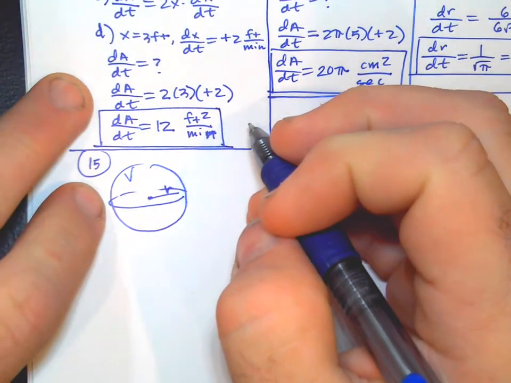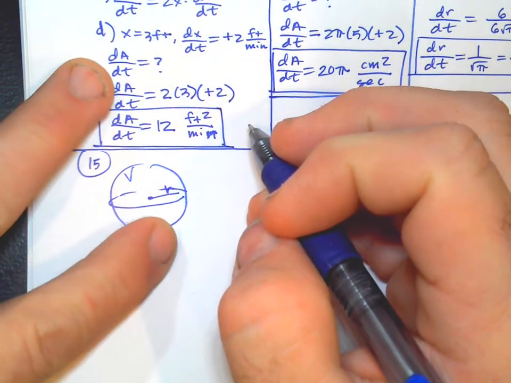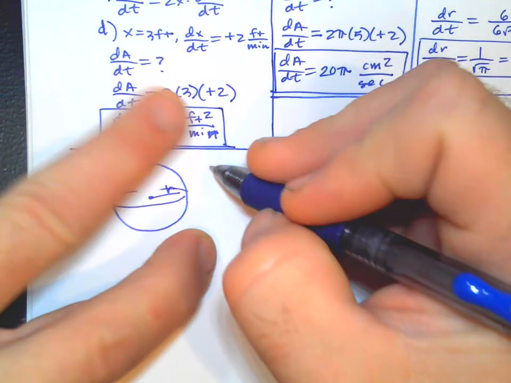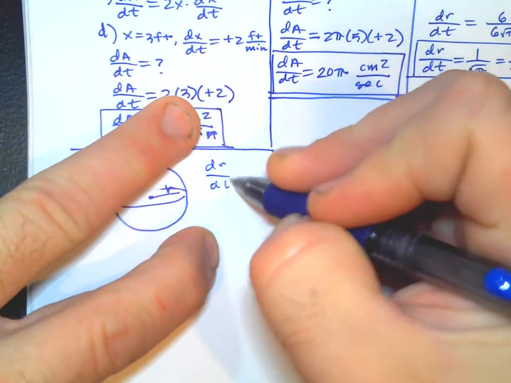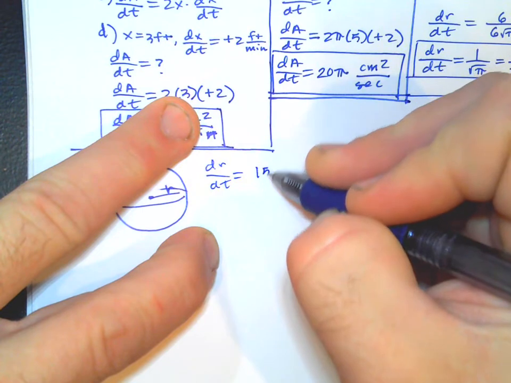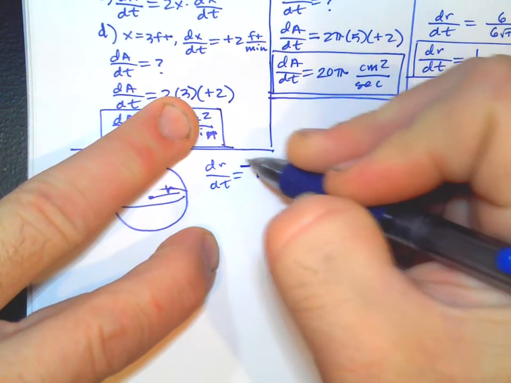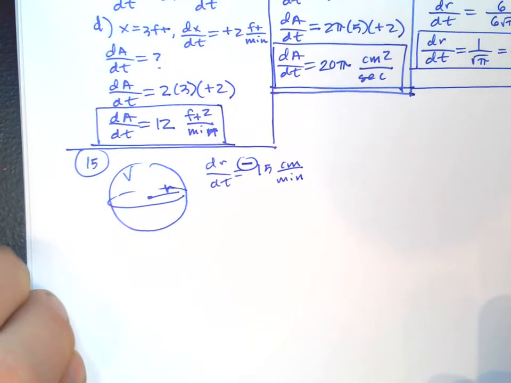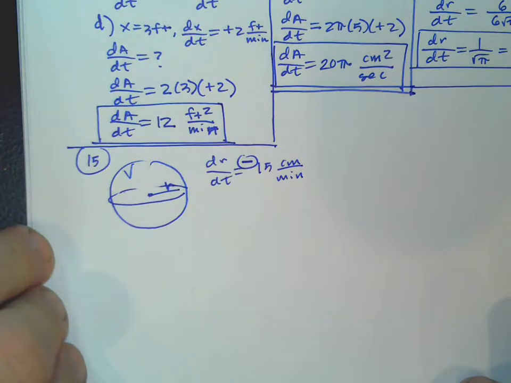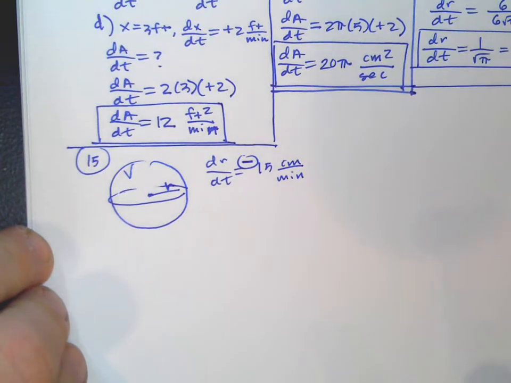It says the spherical balloon is deflated so that its radius decreases. dr/dt equals, now it just says 15 centimeters per minute, but it said deflated, so that means we're losing radius, right? The radius is getting smaller, so you need a negative on that rate. They're not going to usually give you that negative. It's going to be described in a word, decreases, deflated.